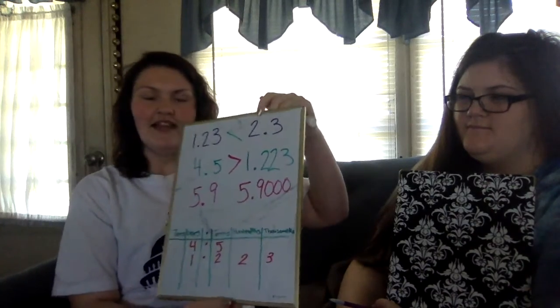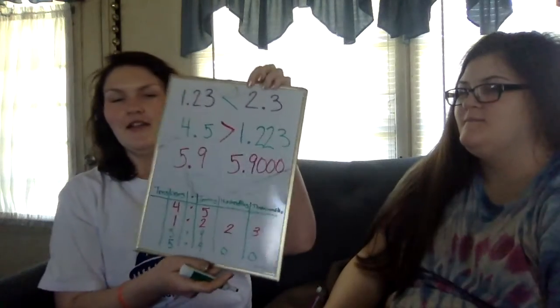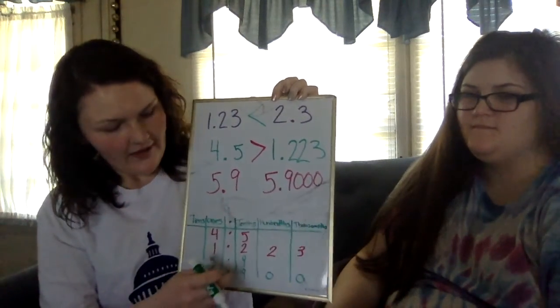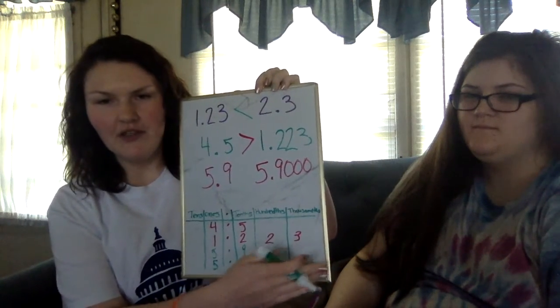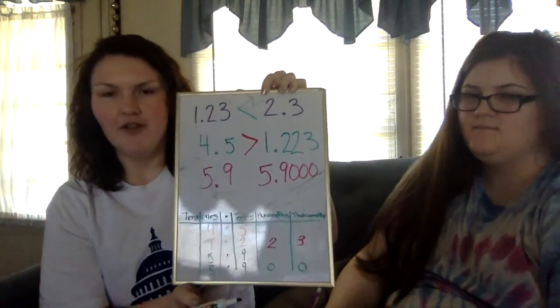So in this case, they can write it on their place value chart. And on their place value chart, they would be able to tell that 5.9 is the same as 5.9000, and they can either cover the zeros or write in zeros behind the other 5.9. So this is actually equal.